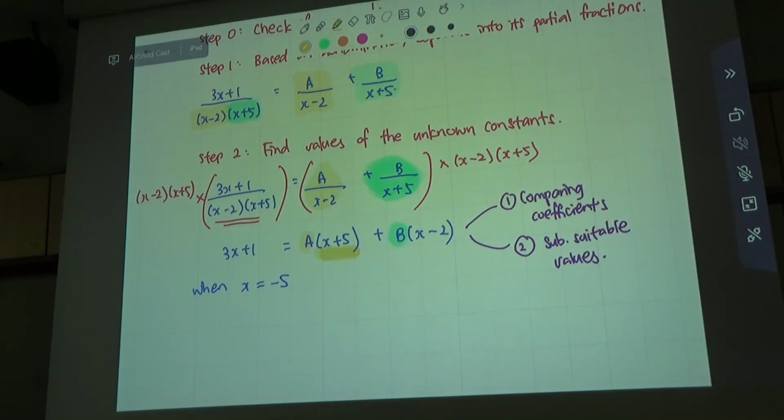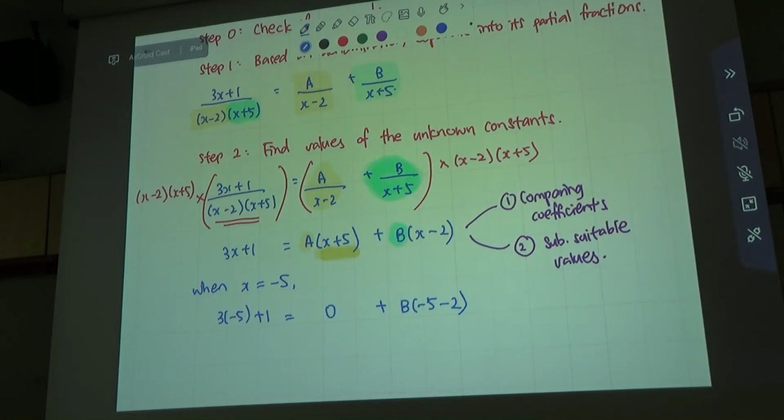There is no order required. You can find A first, B first, C first, or you can find others first. Just go for the easiest one first. In this case, I decided to go and find the value of B first, by substituting x equals negative 5. Then on the left, I will have 3 times negative 5 plus 1 equals, this becomes 0 already. On the B times (x - 2), I'll get B times (negative 5 minus 2).